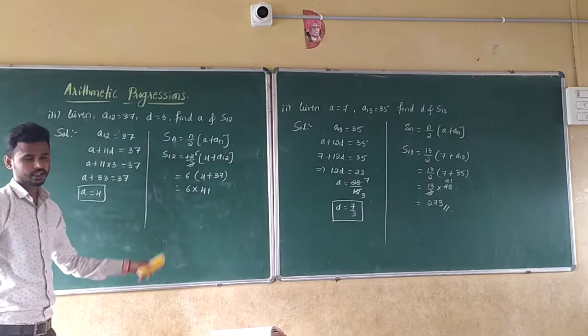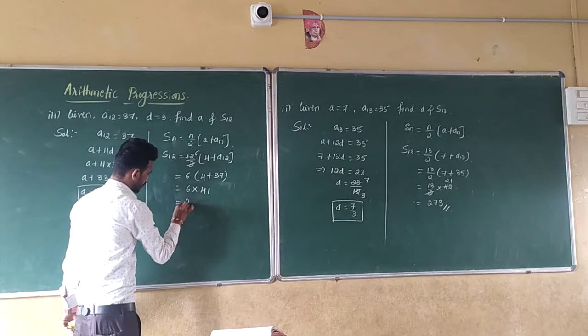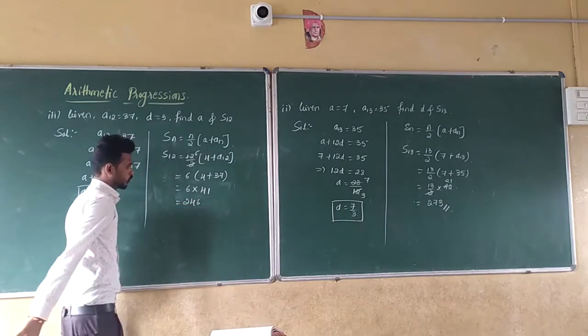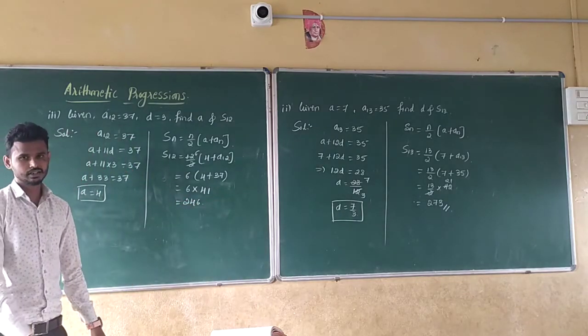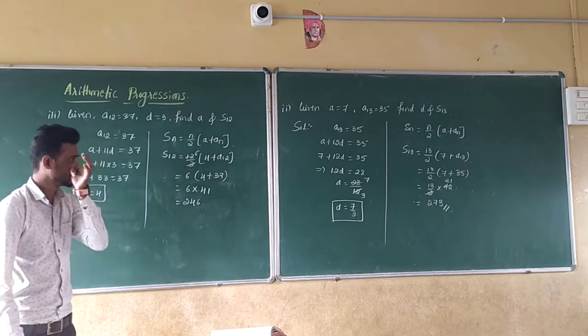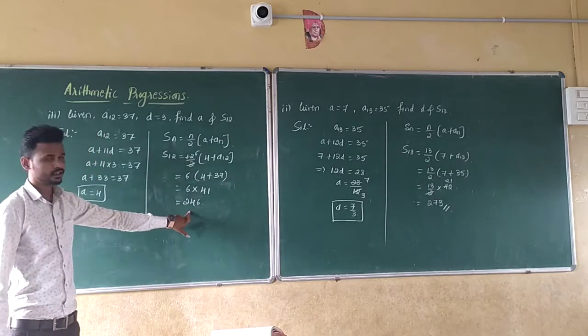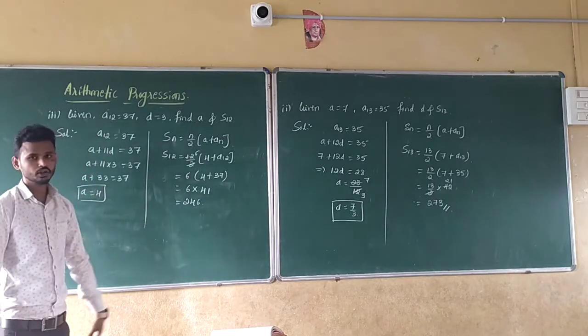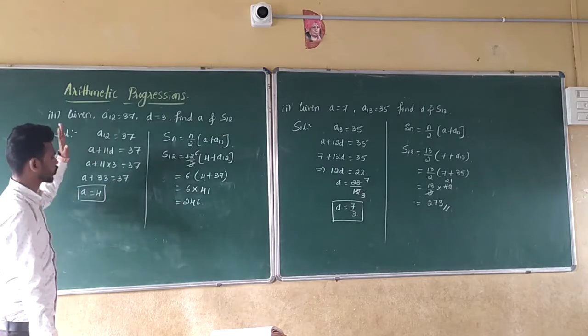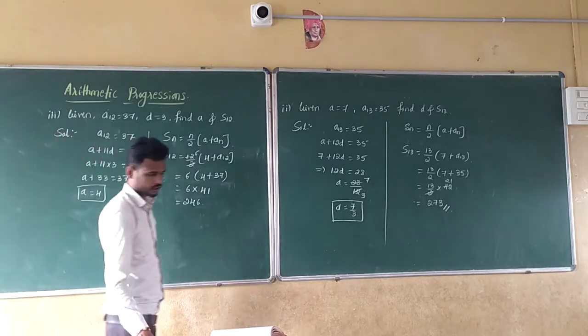So what will you get as the answer now? The answer is 246. So S12 equals 246 and a is equal to 4. This is about the third question. And let us see the next question.